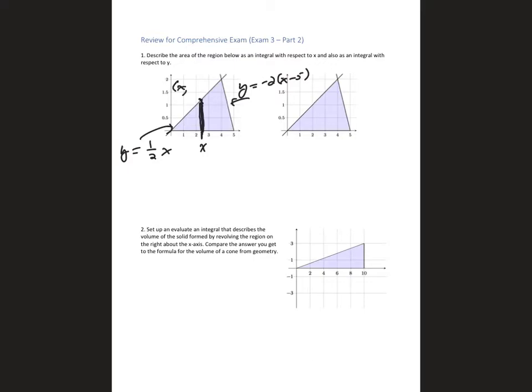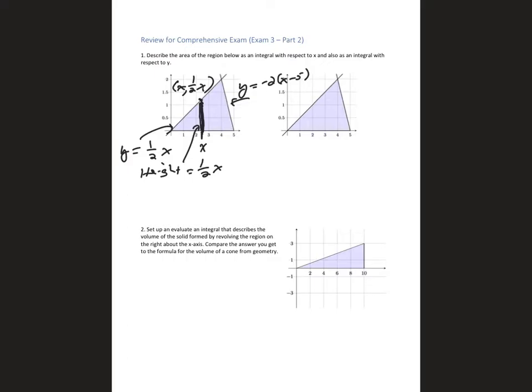So all we really need to know is what's the y coordinate of this point at the top. So I'm just going to label this point up here. If the x coordinate is x, then we know the y coordinate is 1/2 x. And we know that because that point lies on the first line, and we found the equation of that line. So this rectangle has a height of 1/2 x and a width of delta x.